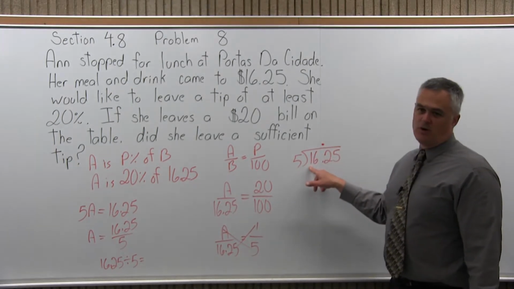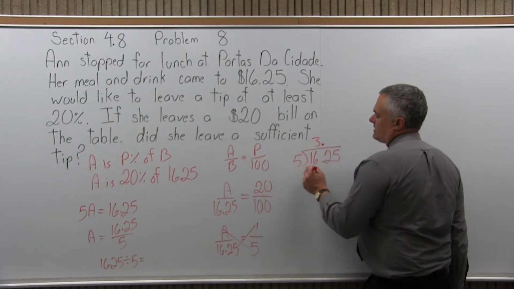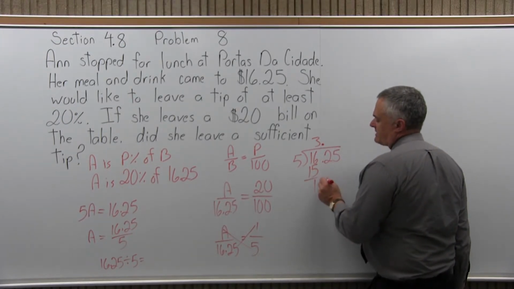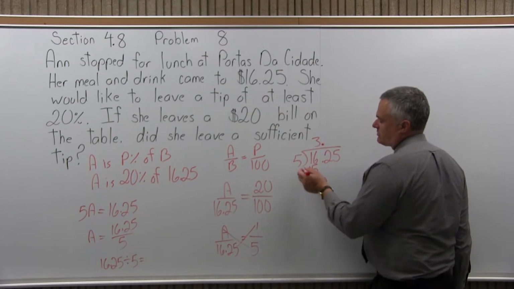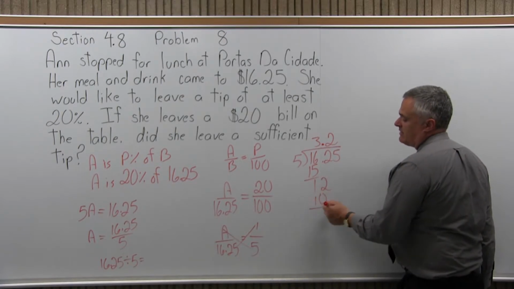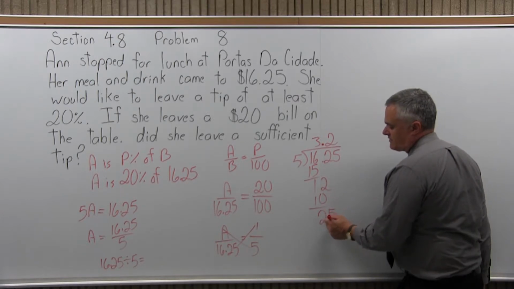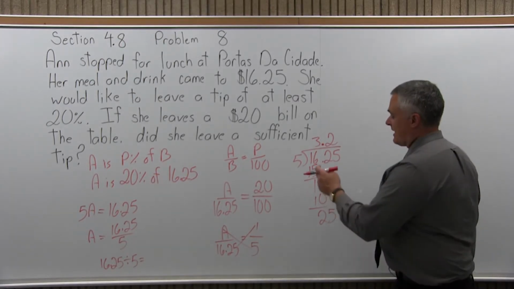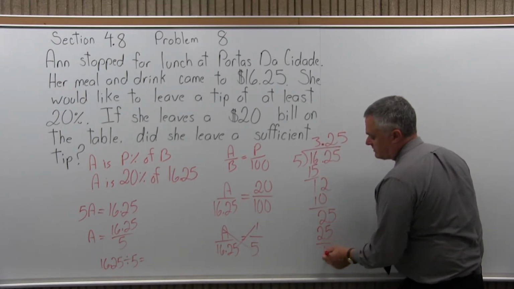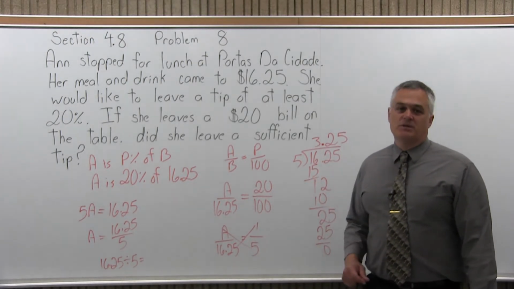5 divides into 1. It won't go. 1's not big enough. So 5 goes into 16 3 times. 3 times 5 is 15. 16 minus 15 is 1. Bring down the next digit next to the 1. I have a 2, so 1 with 2 next to it is 12. 5 divides into 12 twice. 2 times 5 is 10. 12 minus 10 is 2. The next digit comes down next to it, so the 5 comes down next to the 2, giving you a 25. 5 divides into 25 exactly 5 times. 5 times 5 is 25. You get a remainder of 0. So great. So if you leave a tip of $3.25, that's a 20% tip.